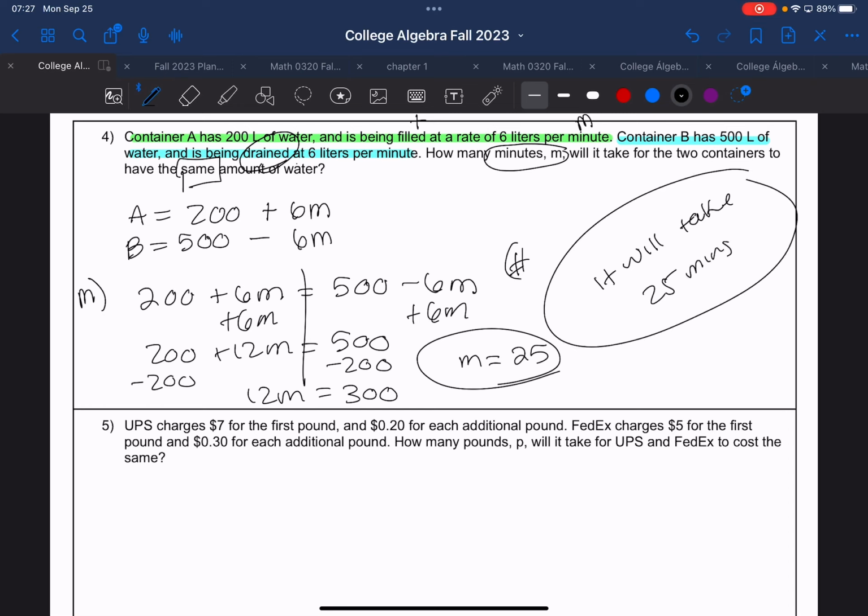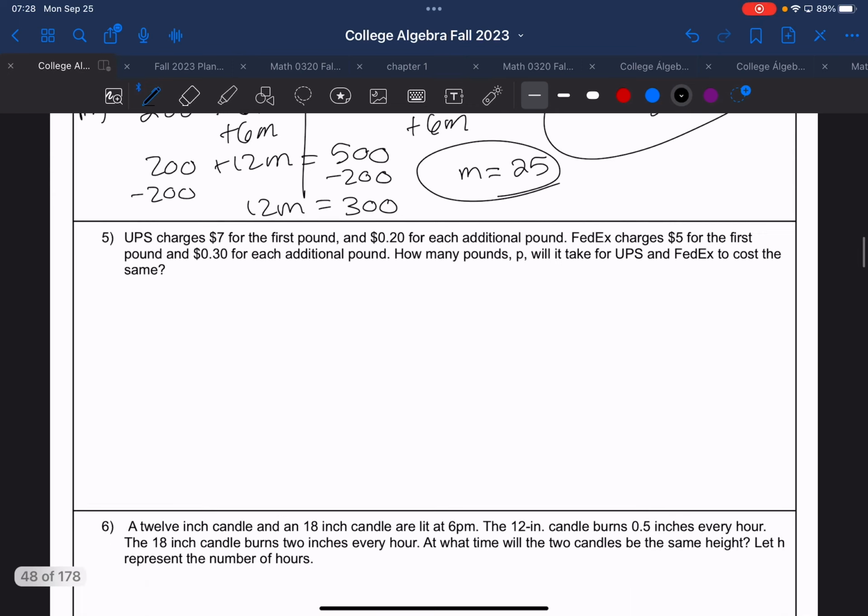It will take 25 minutes for our containers to have the same amount of water. Okay.